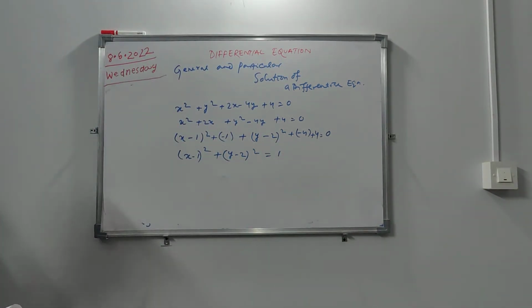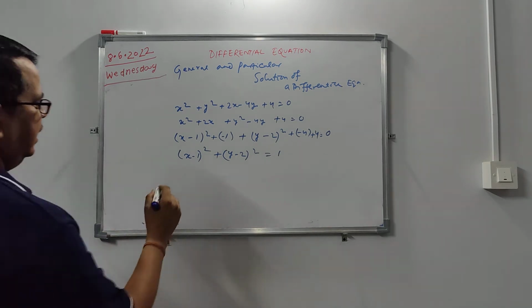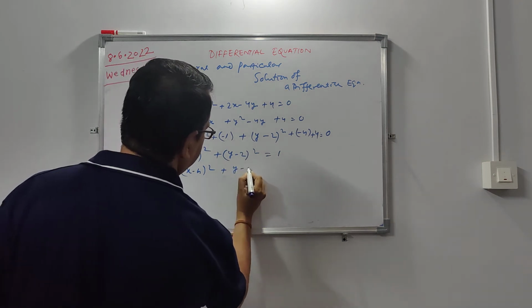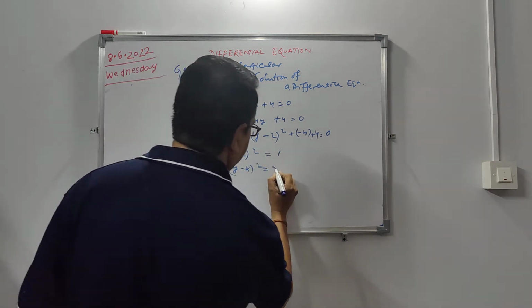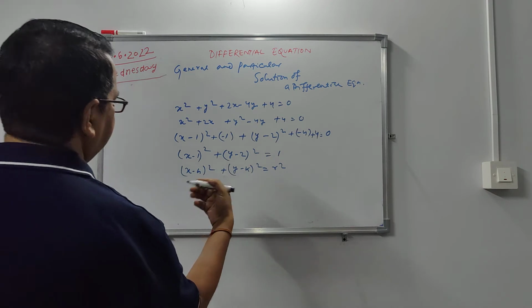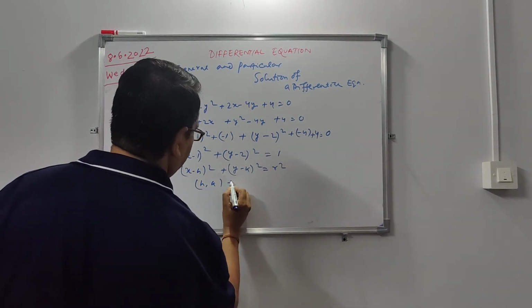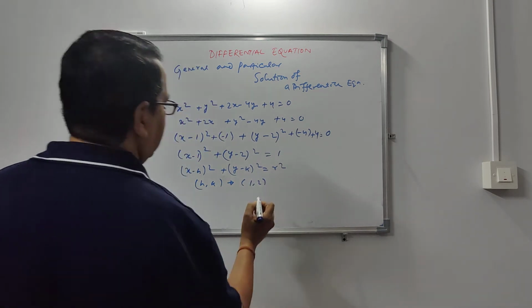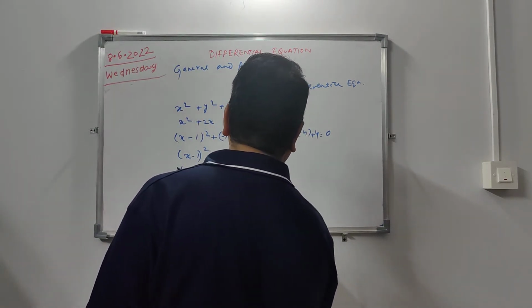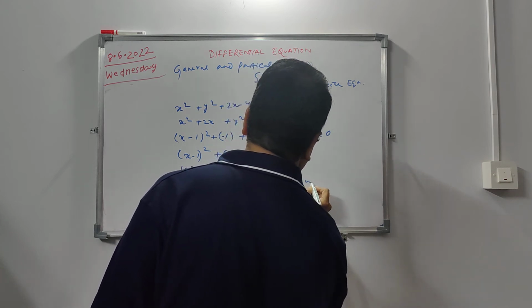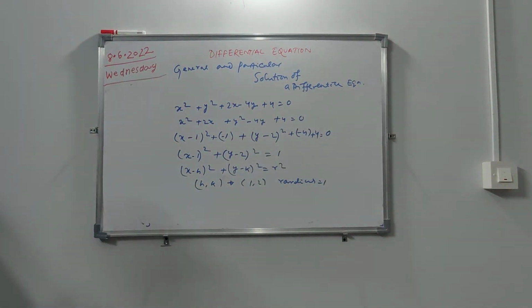So the general equation of a circle is x minus h whole square plus y minus k whole square is equal to r square. The coordinates of the center, h and k, are nothing but 1 and 2, and the radius is 1. So this is a circle with radius 1 and center (1, 2).